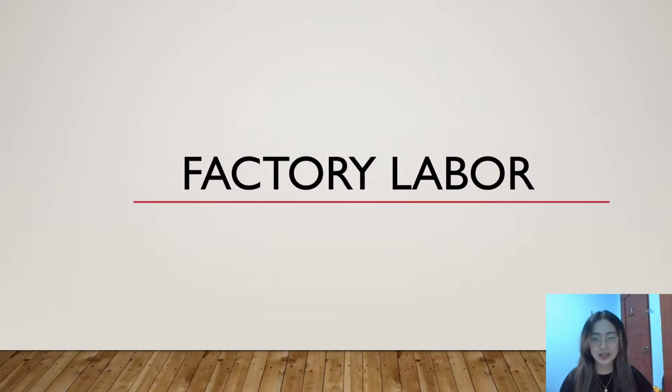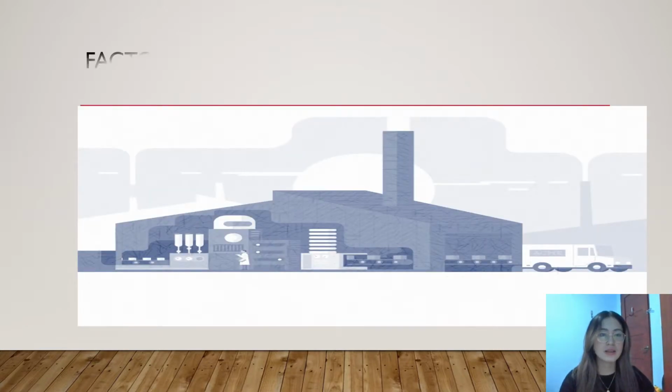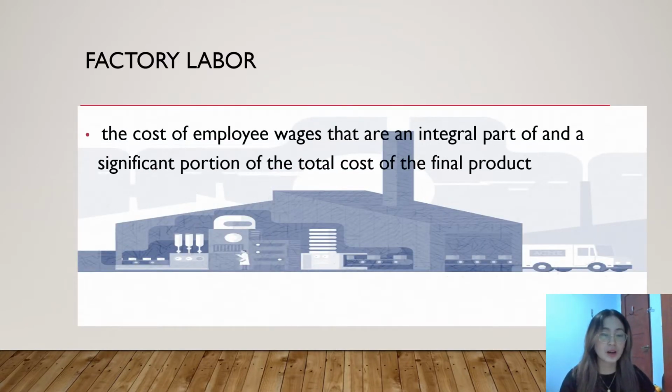So, good day everyone. To continue our next topic, we will be discussing factory labor. Factory labor refers to the cost of employee wages that are an integral part of, and a significant portion of, the total cost of the final product.